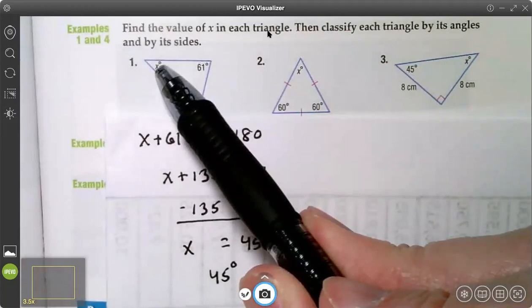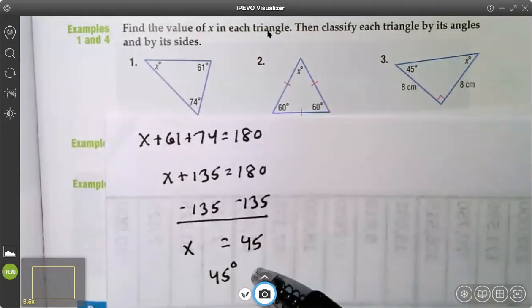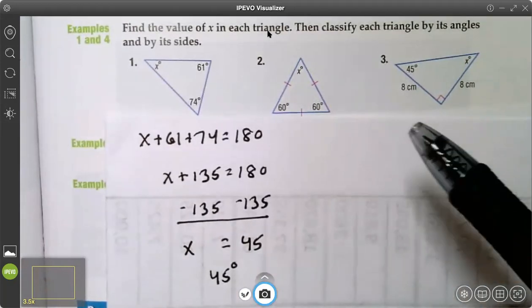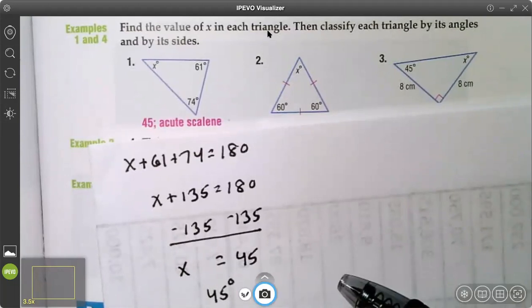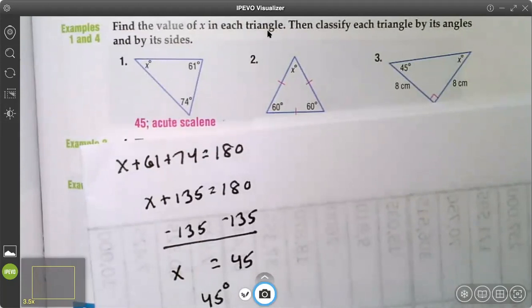So if that is 45 degrees, 45, 61, and 74 are all acute angles. That makes it an acute triangle. And all three angles are different. That makes it a scalene triangle. So here's your answer, 45, acute scalene. We found the missing angle measure and we classified it. 45 degrees, acute scalene triangle.